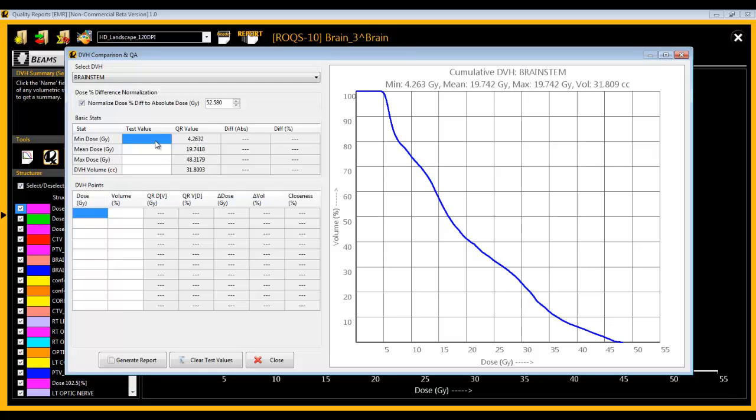So for example, from Eclipse, I got the minimum dose to be 4.24, the mean was 19.66, the max was 48.4, and the volume was 31.4 cubic centimeters. You can see then an absolute difference and a percent difference between Quality Reports and the TPS are shown here. And all the values are extremely close, all within 1% except the absolute volume, which was just a hair over 1% difference. So you get immediate quantification.